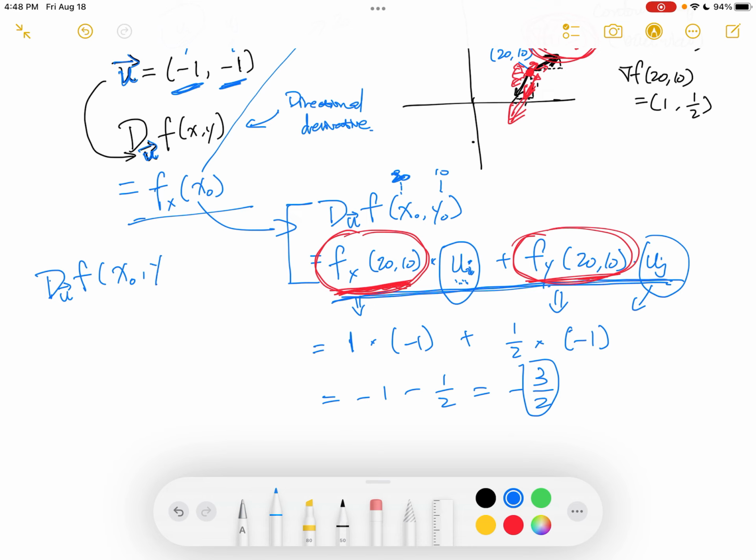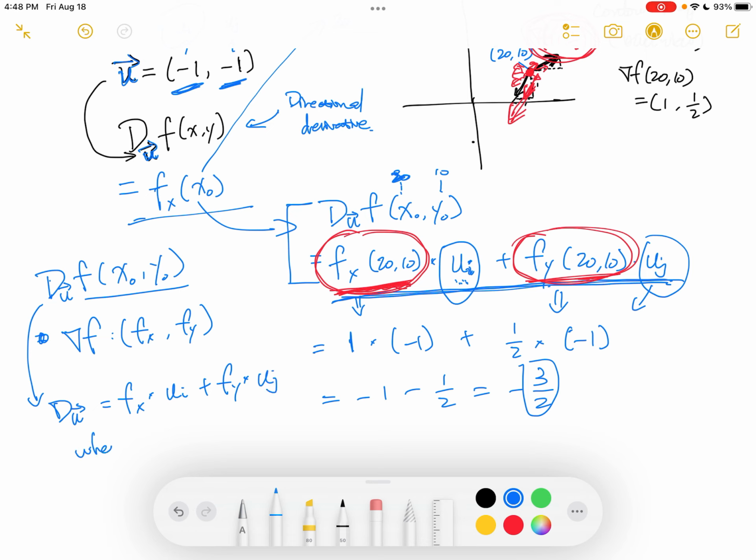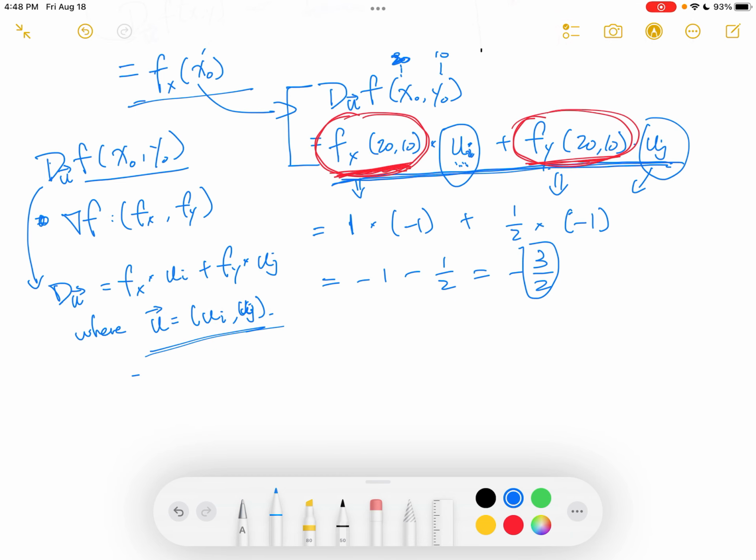The directional derivative, for any function, would be: first you solve for the gradient vector, meaning f_x and f_y. Then the directional derivative just equals f_x times u_i plus f_y times u_j, where u equals (u_i, u_j). From there on, it's just algebraic operation. The way it's set up, this is kind of like the dot product. So you will end up with a quantity representing the rate of change in this direction here. Okay?